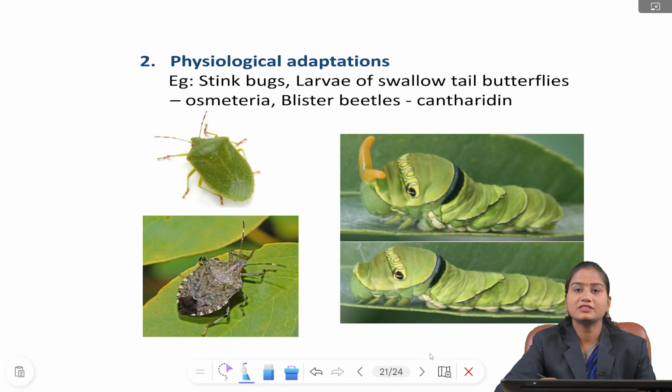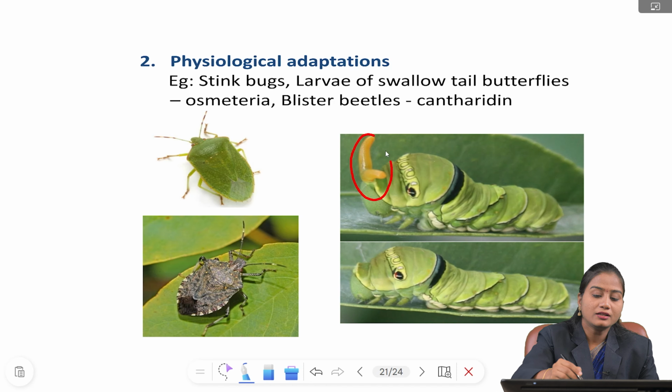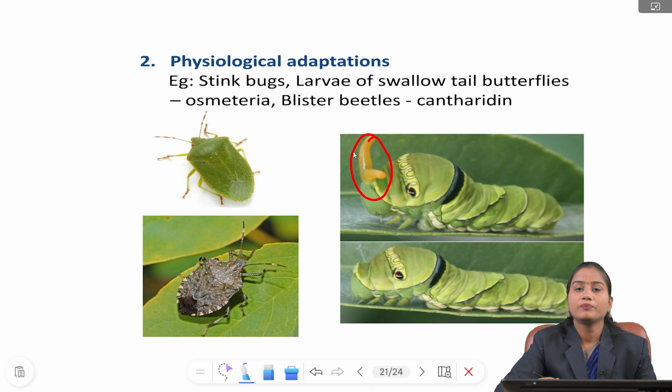Next are the physiological adaptations. Insects produce some offensive smells in order to ward off their natural enemies. For example, the caterpillars of papilionids eject the osmeterium, a structure present in the prothorax, which produces an offensive smell to ward off predators.